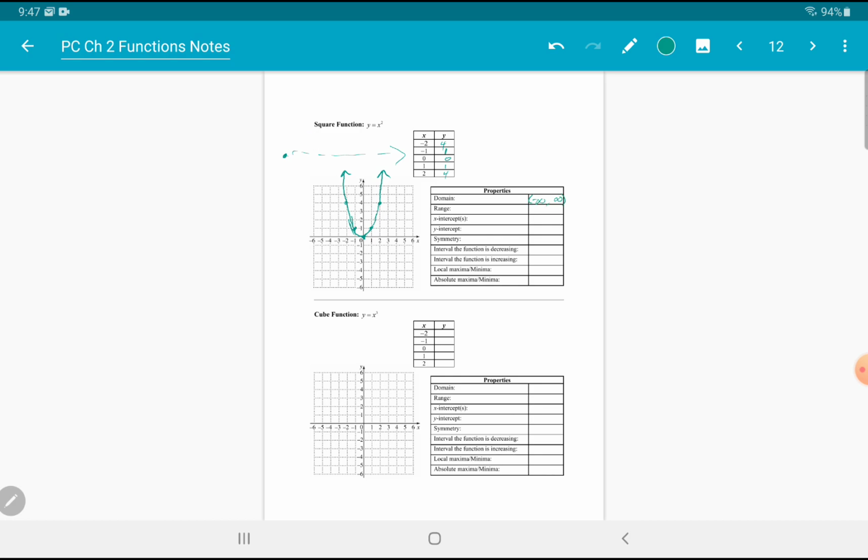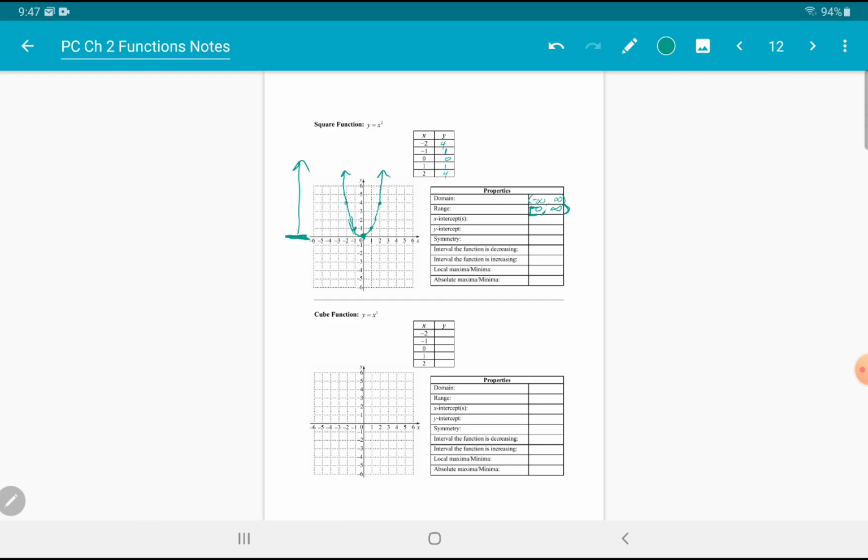In terms of the range, what we're looking for are all the possible y values. Well, the y values only start here and work their way up. So therefore, our range is going from 0. Now, because 0 actually can be included, we want to make sure we do this with closed brackets as we do interval notation. So 0, and it goes all the way up to infinity, and infinity is unbounded, so we still leave that as parentheses.